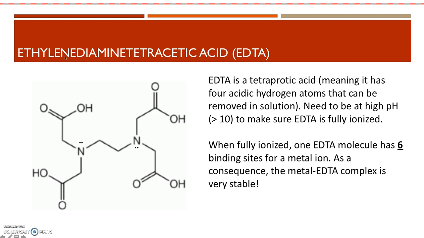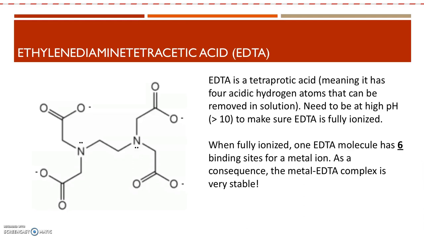EDTA stands for ethylene diamine tetraacetic acid. It is a tetraprotic acid, meaning it has 4 acidic hydrogen atoms, or 4 acidic protons, that can be removed when you put it into solution. So these 4 hydrogen atoms can be removed from this molecule. To ionize it, we need to be at very high pH, pH greater than 10, to make sure that EDTA is fully ionized. When we do ionize EDTA, it has a -4 charge, and it actually has 6 binding sites for a metal ion.